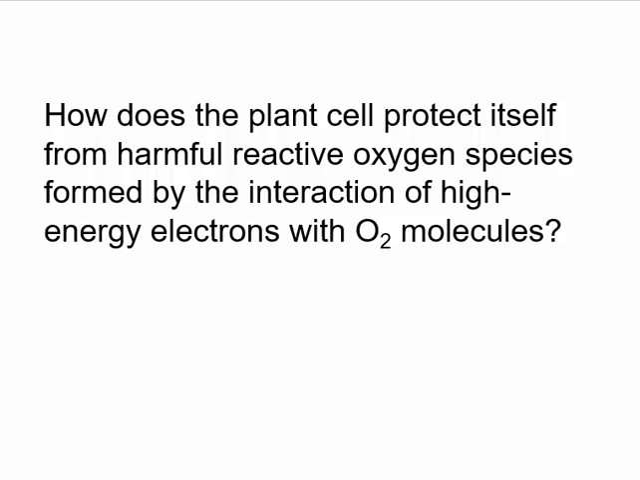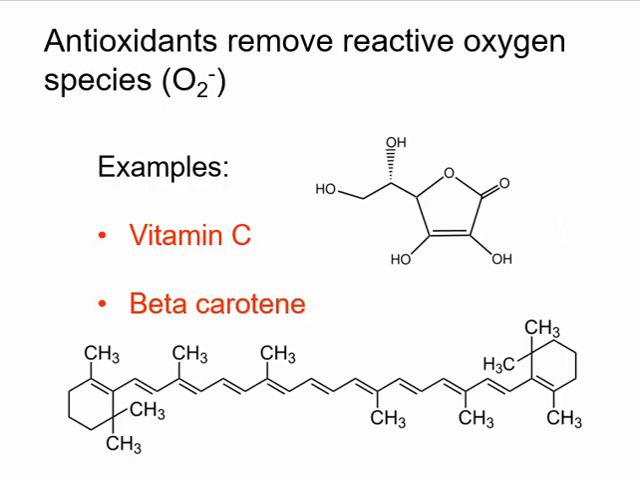All right, so plants produce antioxidants. And so these are things that you might think are good to have in your diet that remove these reactive oxygen species. In us, it's the same as in plants. Vitamin C and beta carotene are examples of this.